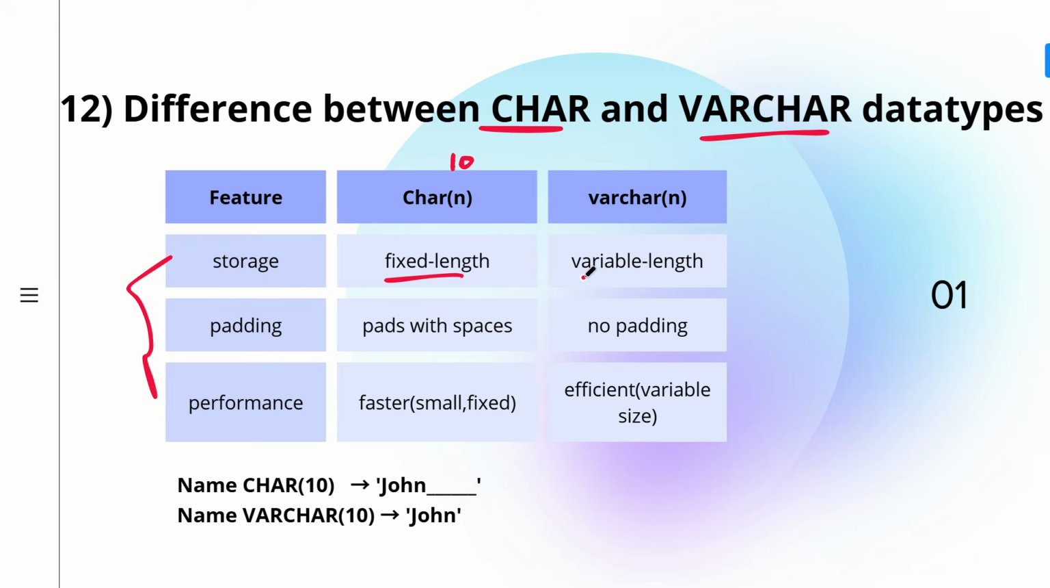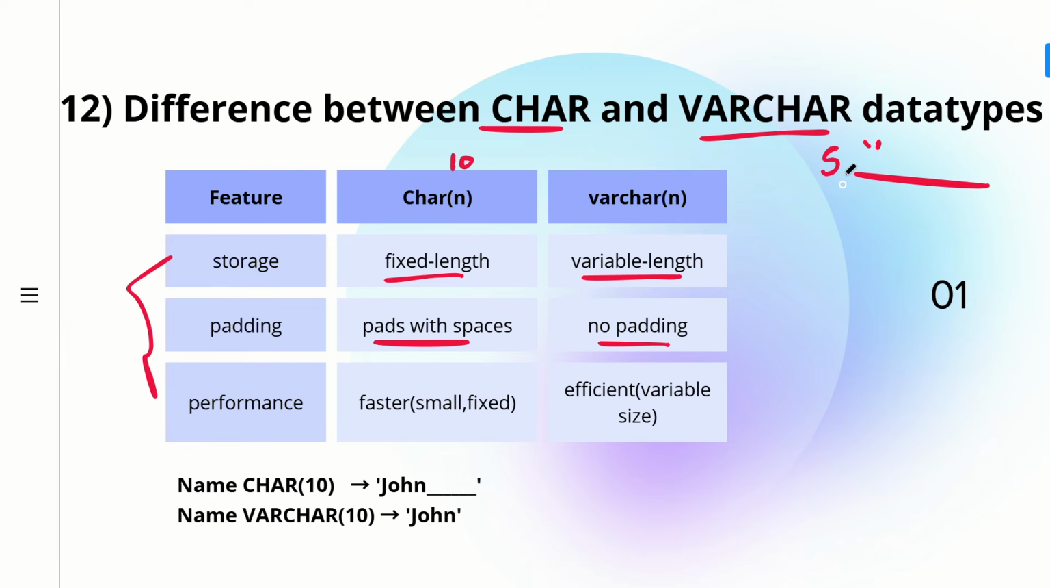And coming to varchar, it is going to have a variable length, which means it can either decrease or increase. So in storage, char takes more storage, whereas varchar occupies less storage. Coming to padding, char pads with spaces. Suppose you gave char 10 and you are just storing a single alphabet, s. Then what happens to the next 9 blocks? They are going to get stored with empty spaces, which is a waste of our storage. Whereas coming to varchar, there is no padding.